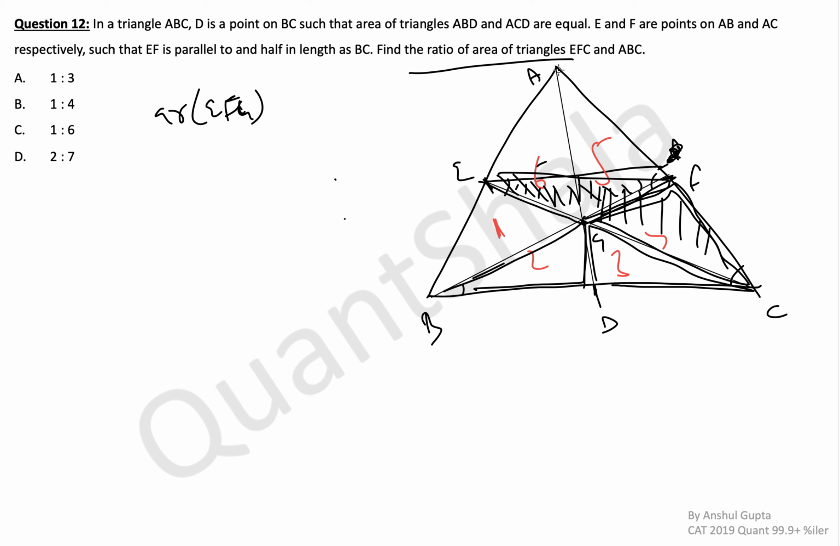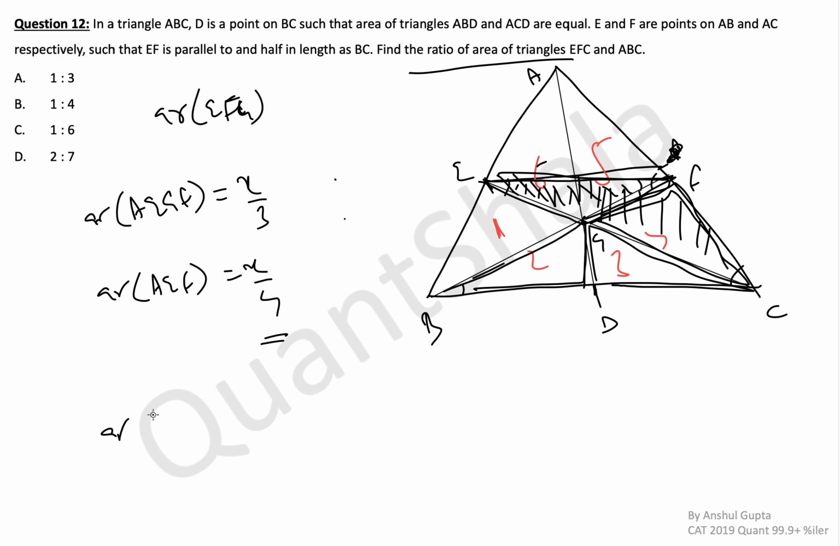We know that area of AGE is x by 6. Area of AGF is x by 6. So area of AEGF, this quadrilateral, will be x by 6 plus x by 6, x by 3. And you know that the area of this triangle AEF is x by 4. Why? Similar triangle to ABC and side lengths are half. So area is half squared, 1 by 4, x by 4.